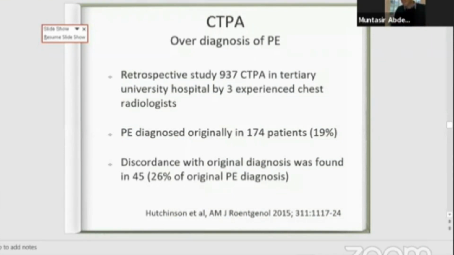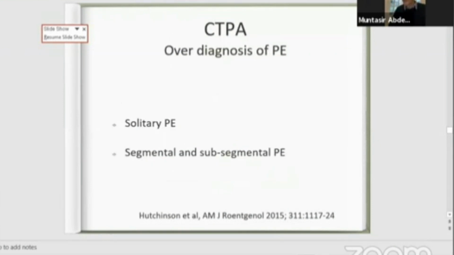Can you have the next slide, please? So it felt that probably CTPA overdiagnosed PE, and especially this happened if you have got a solitary, very small, peripheral PE diagnosed on the CTPA, or if it is segmental or subsegmental PE. So this is a very interesting study, and we have to take into consideration sometimes whether we are overdiagnosing pulmonary embolism or not. Now we come to, can we have the next slide?